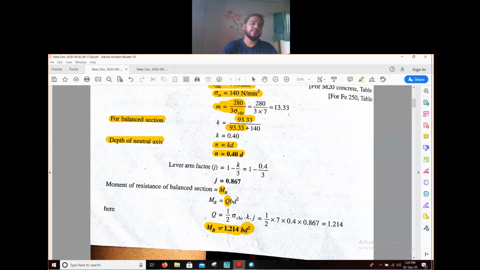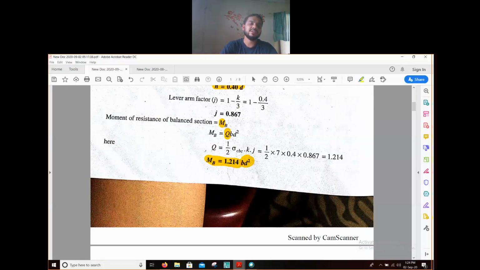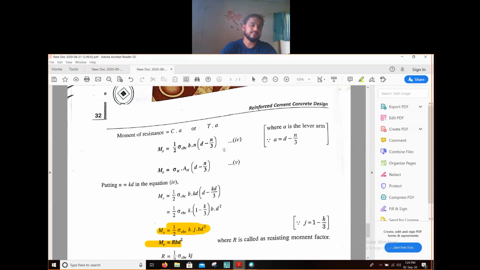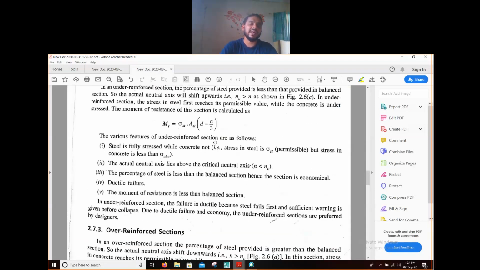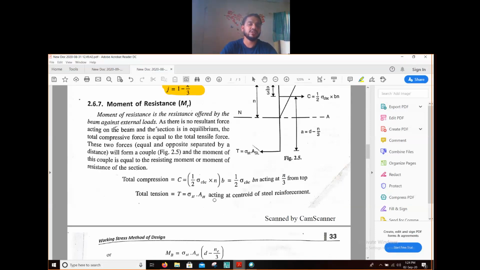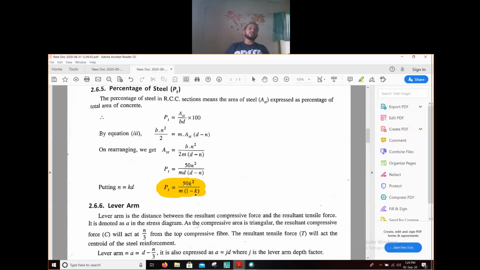After getting the moment of resistance, the next thing: the percentage of steel formula is 50 K square divided by M into 1 minus K. This is the PDF of last class, but I shared this PDF today morning. I hope all of you have got this PDF. So PT equal to 50 K square divided by M into (1 minus K). We have the value of K and the value of M, so just put the values in this equation and you will get the percentage of steel.